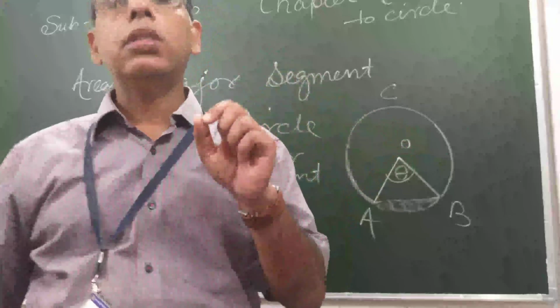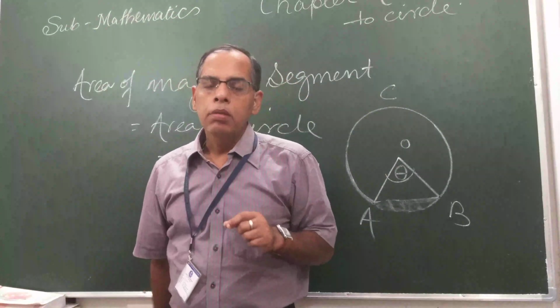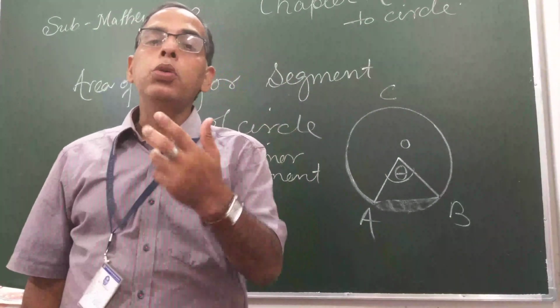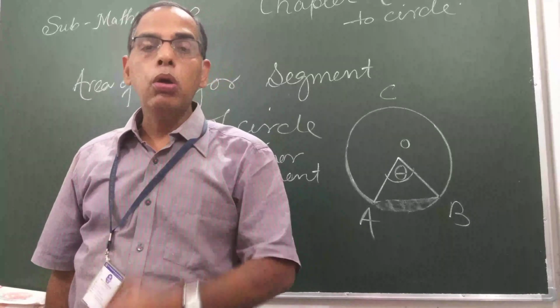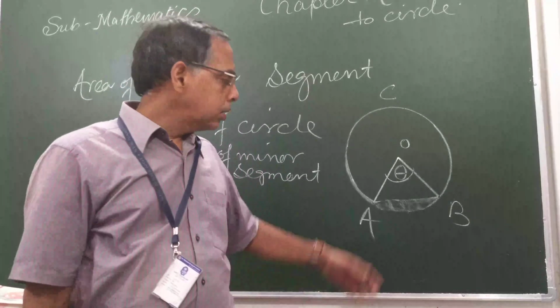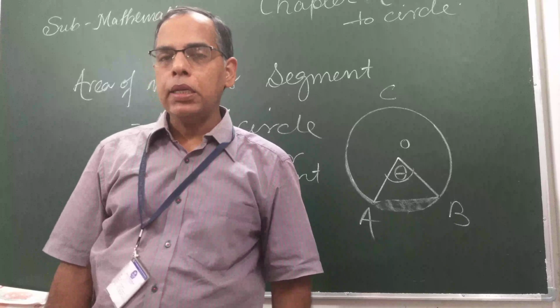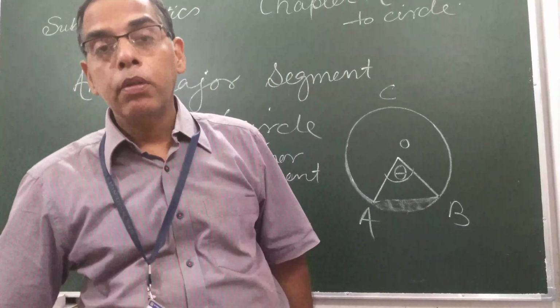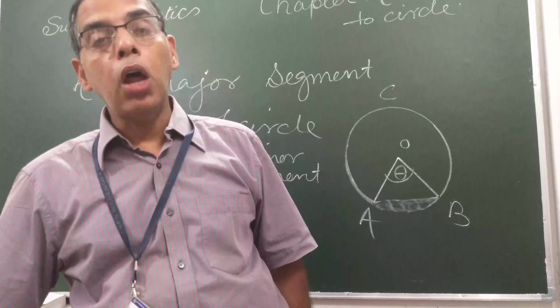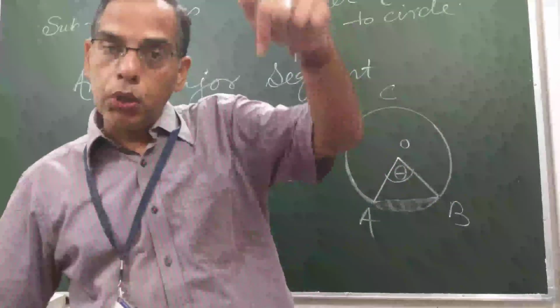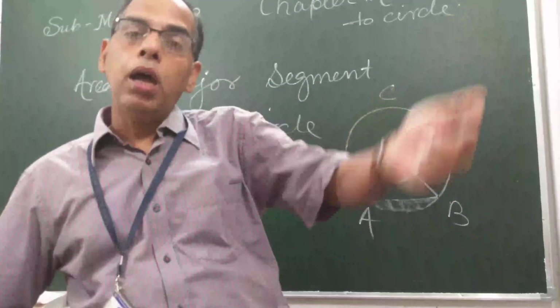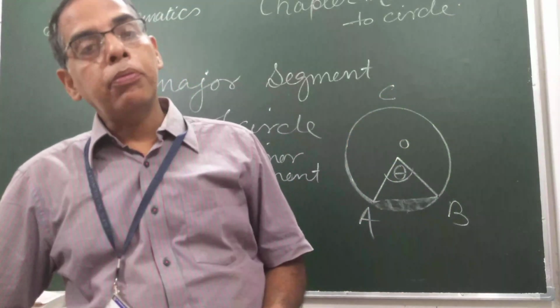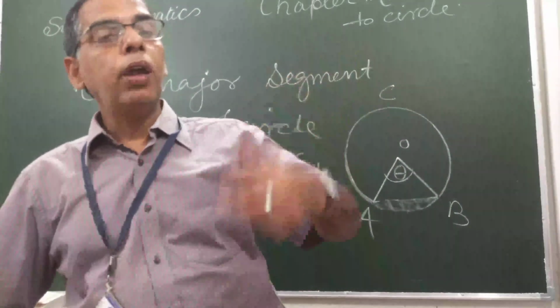Now in this chapter, remember one thing: sometimes we have to use trigonometry to solve the problem. Why? As long as the angle is 90 degrees or 60 degrees, no problem. But if it is 120 degrees, then it will not be possible. Then you have to draw the altitude, find the height, then find the base, and then we can find the area.